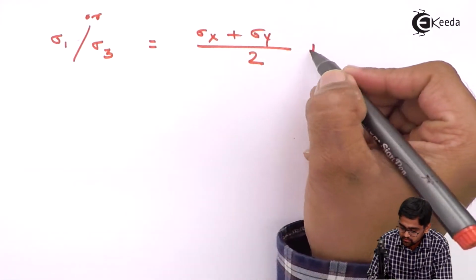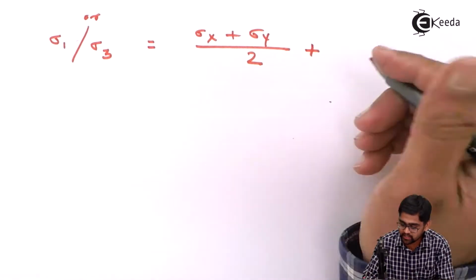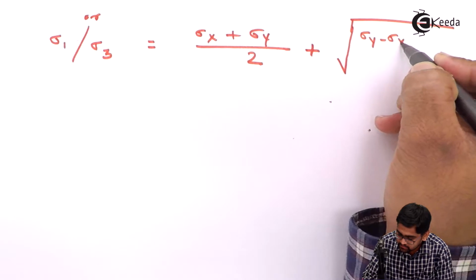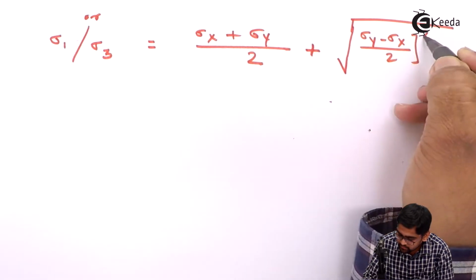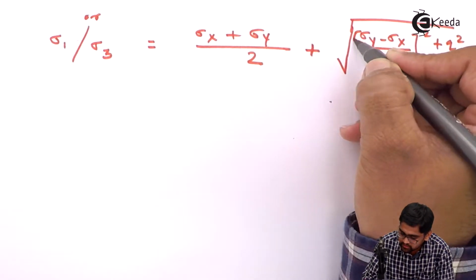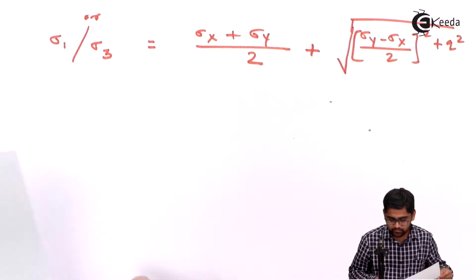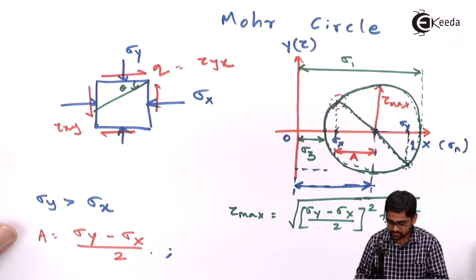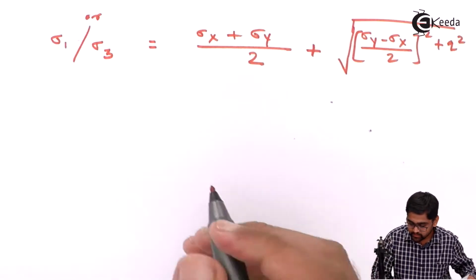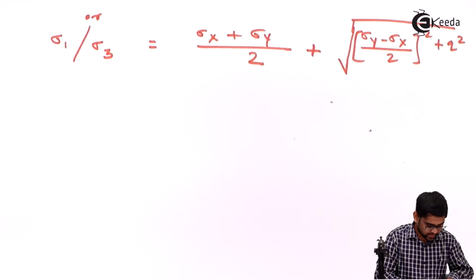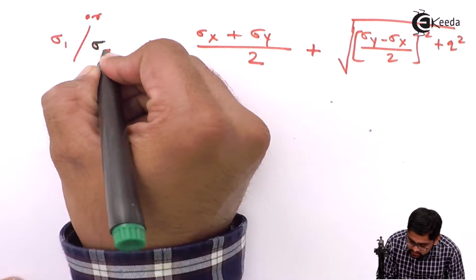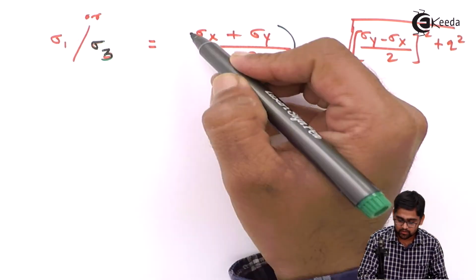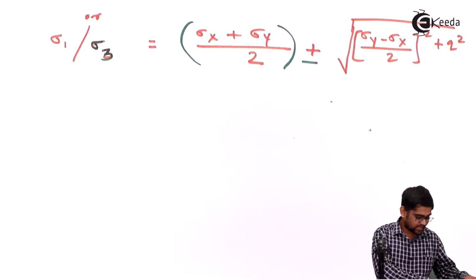So this is your plus, you need to add the radius of the circle, which is nothing but the square root of sigma y minus sigma x by 2 whole square plus q square, or the applied shear stress square. So that's all about sigma 1 and sigma 3. If you want to get sigma 3, yes, obviously for sigma 3 you must deduct the radius of the circle from this expression. So that's how you will get sigma 1 and sigma 3.